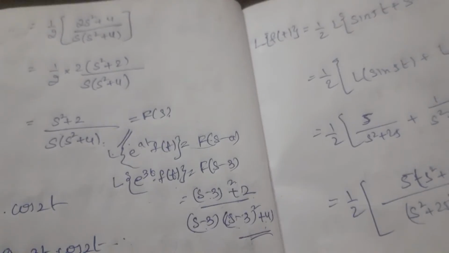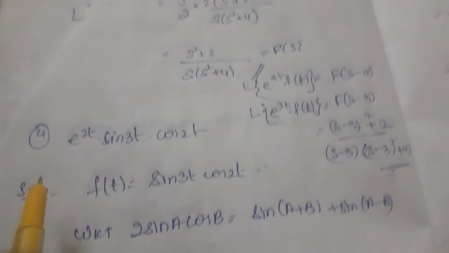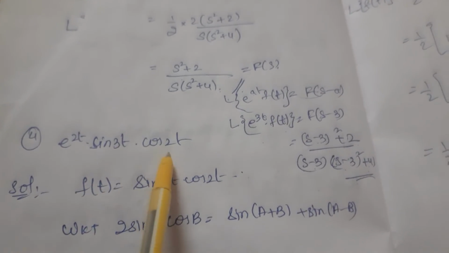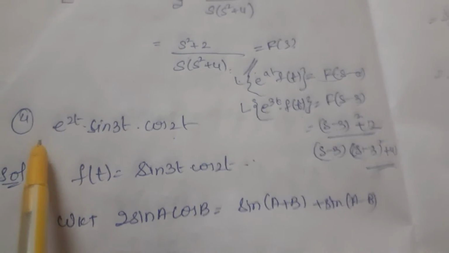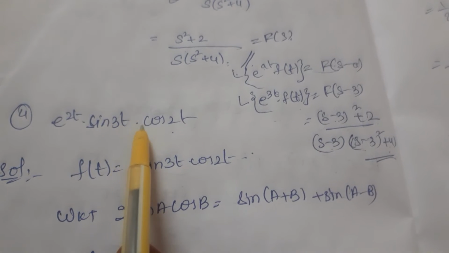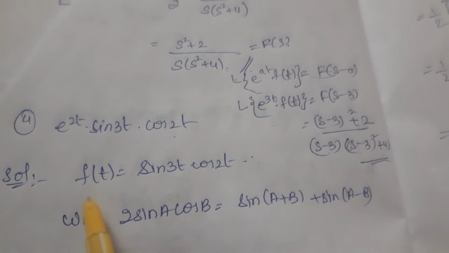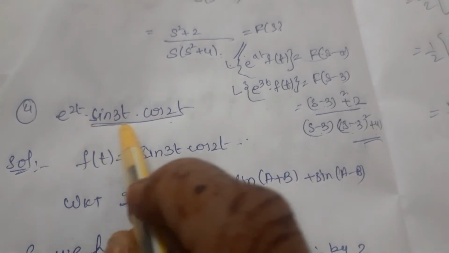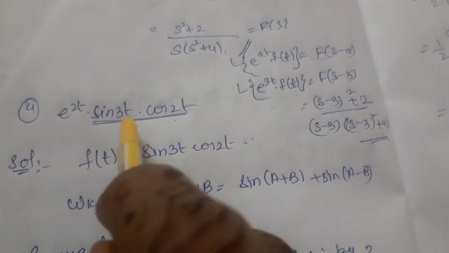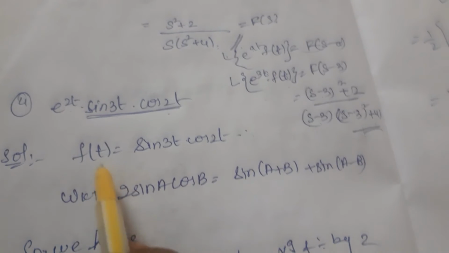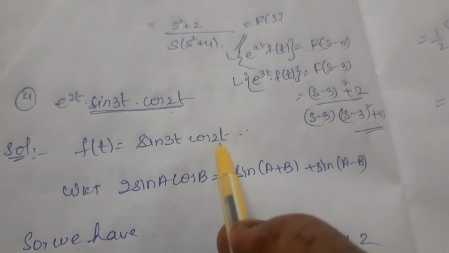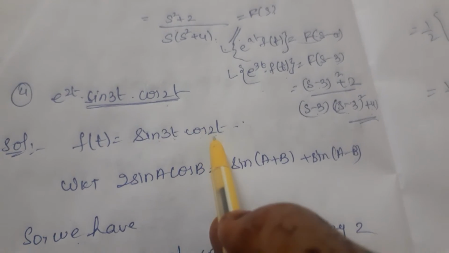Now I am going to explain the very important next question, that is e^(2t) sin 3t into cos 2t. What is the first thing we have to do? As we have done previously, we take the term beside e^(2t) as f of t. F of t is equal to sin 3t into cos 2t.